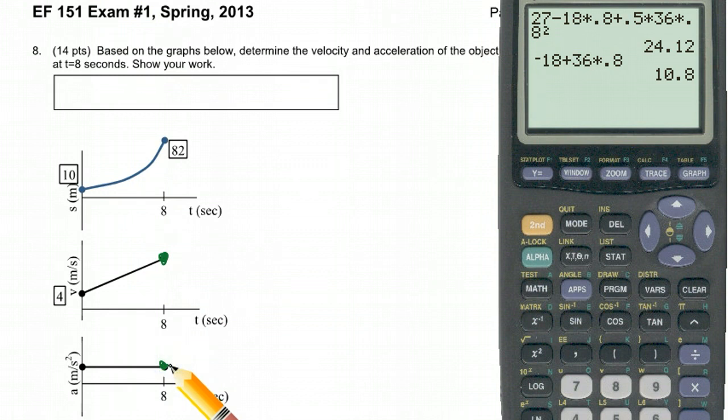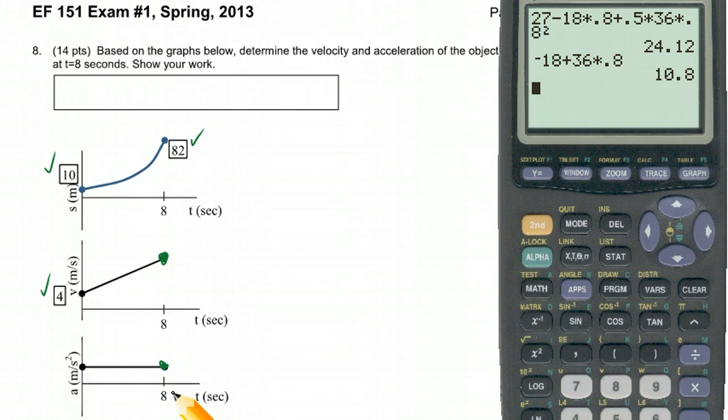Okay, we are given 82 is the final position, 10 is the initial position, 4 is the initial velocity. So you could actually use those numbers in constant acceleration equations because you see constant non-zero acceleration down here on this graph. And let's talk about the graphs and what the relationships are.